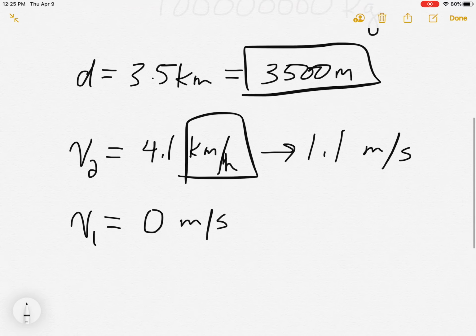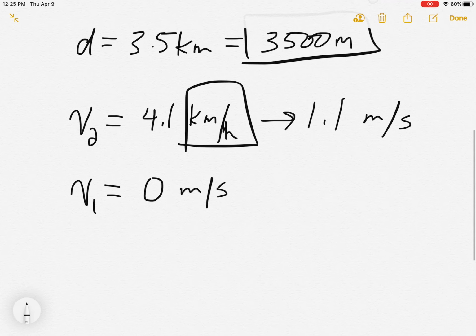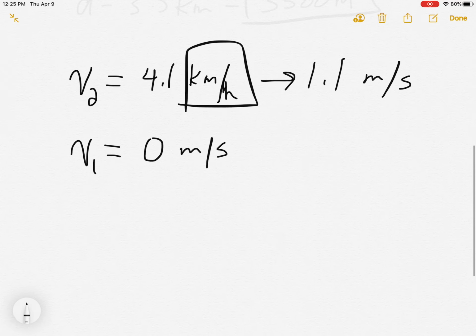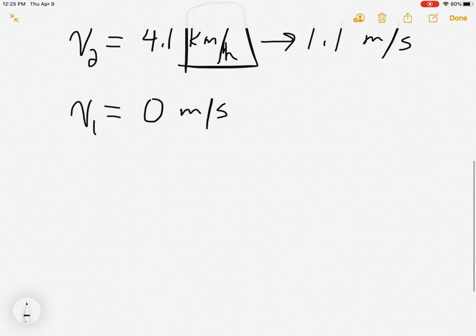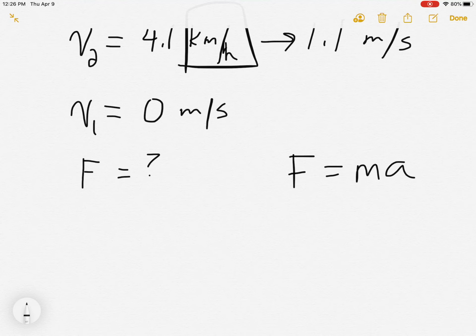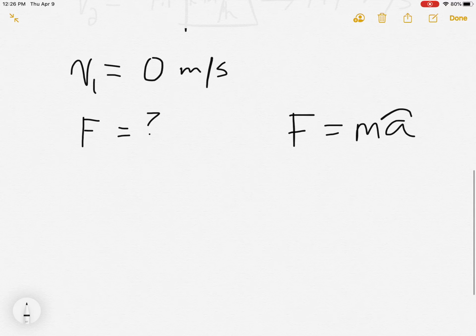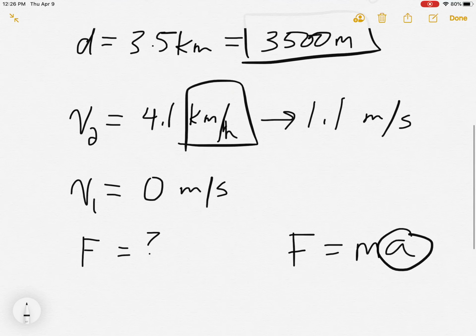what do we do with this? Well, we now have a V2, a V1, and a D. And they want us to figure out the force. What's the force? Well, we have to do two things. We know that F equals ma, but we don't have an A yet. So the first thing we have to do is figure out the A.